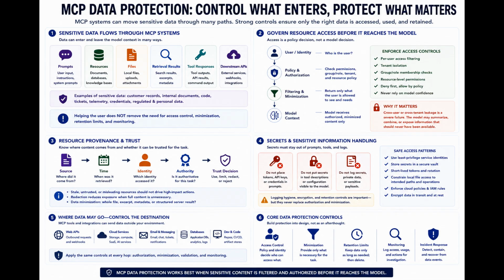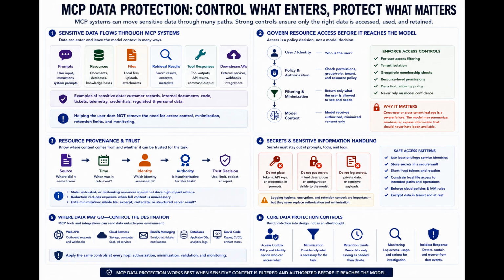Resource provenance helps teams reason about trust. The system should know where content came from, when it was retrieved, which identity accessed it, and whether it is authoritative for the current task. Stale or untrusted resources should not silently drive high-impact actions. Redaction can reduce exposure when full content is unnecessary. Data minimization asks whether the model needs the whole file, a small excerpt, metadata, or a structured result from a server-side query. Secrets handling deserves special care.